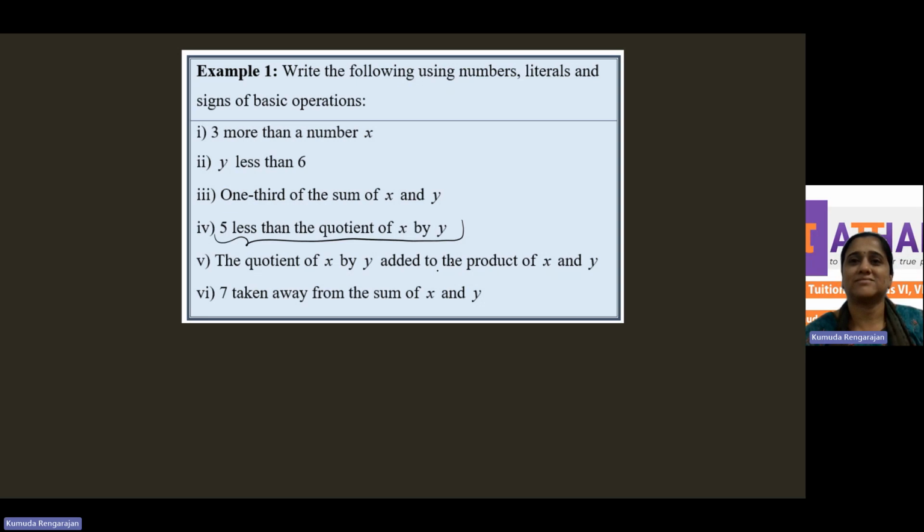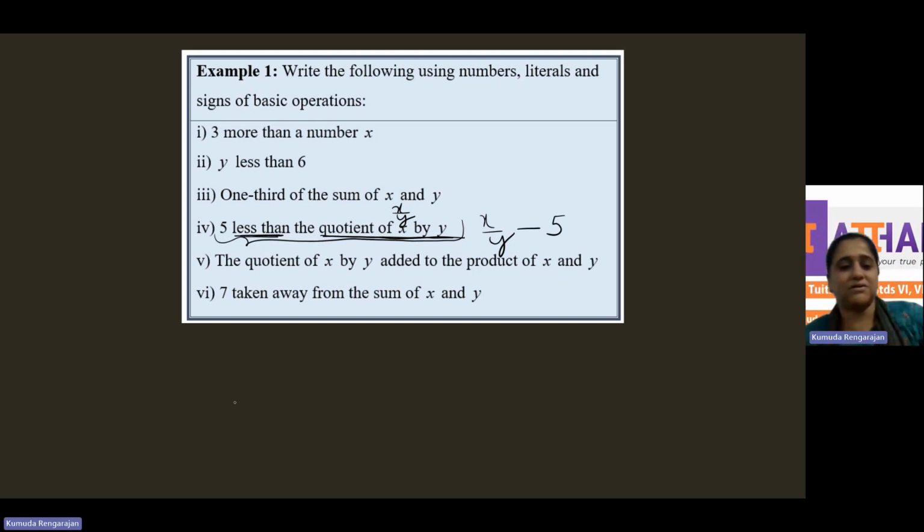Less than minus. Yes, so Tanya and Santosh have got it right. No problem. See here. What comes after less than? Whatever comes after less than and more than should be written first. So what comes after less than? The quotient of x by y. How do you write this? x by y, and that should be written first. Less than means minus, and 5.